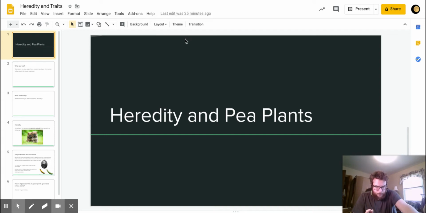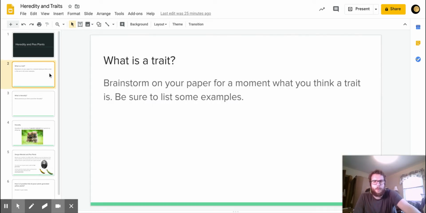So the topic here is heredity and pea plants. You'll see how those two kind of fit together in a second. But we're going to start off with heredity because that's a strange word. I don't recognize it. We haven't talked about it yet. So let's kind of get into it. And again, you got to have your notes to go with this, so make sure you have that open. If you need to pause for a second and get that taken care of so that way you can follow with us. So the first thing we're going to talk about is what is a trait.